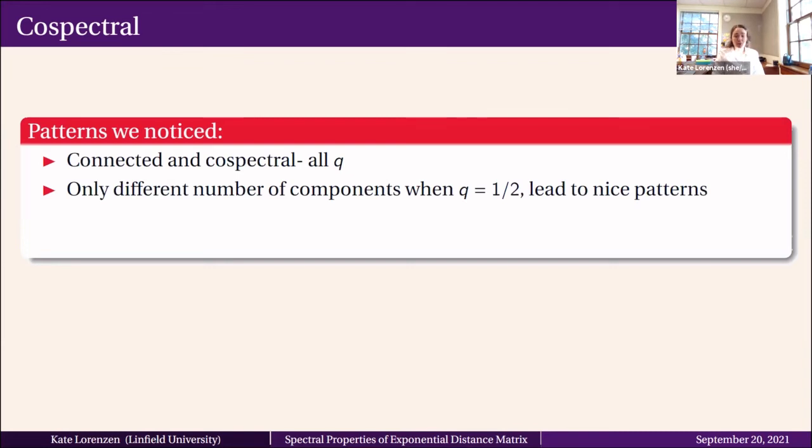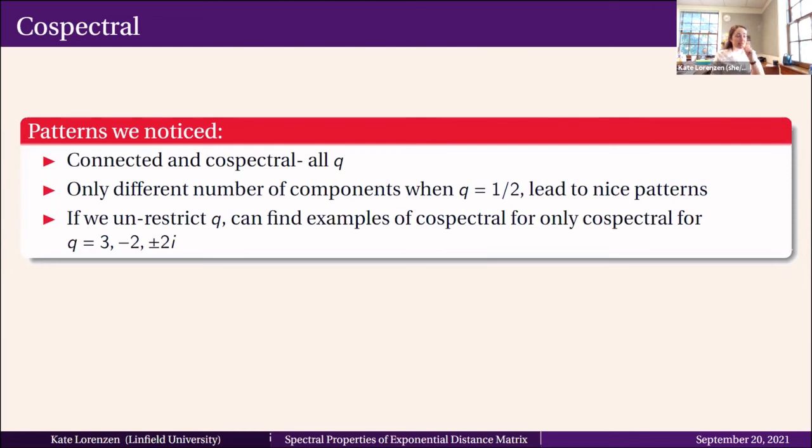And if we had a different number of components, that's the only time we ever found graphs that were cospectral for only one value of Q, and that value was going to be 1/2. And in fact, these examples we found tend to lead to nice patterns if we increase the number of vertices.